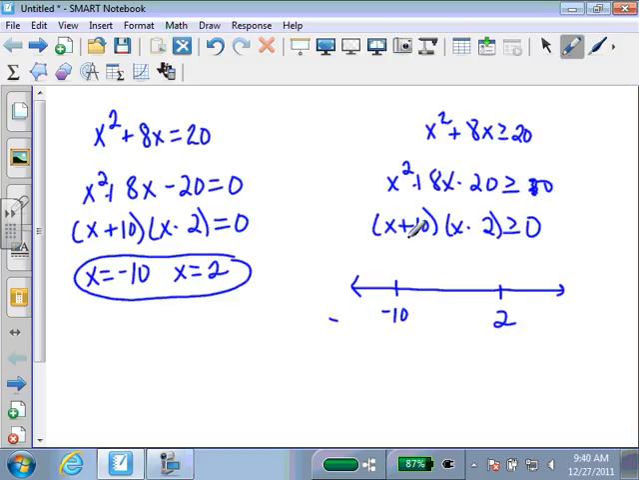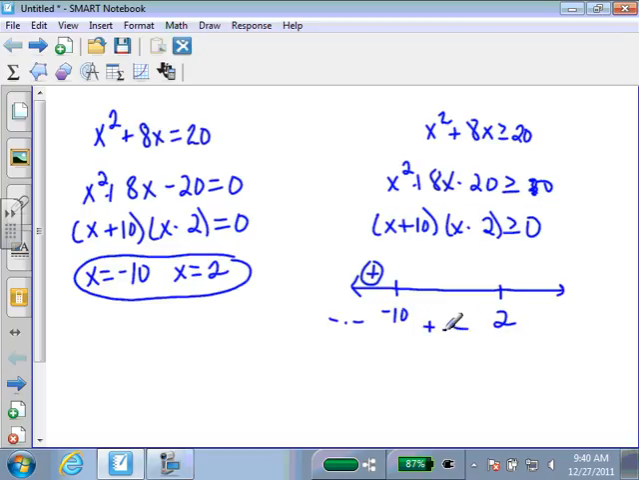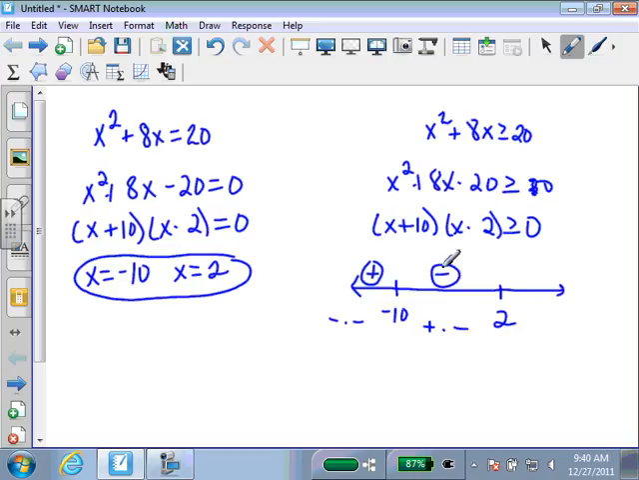That will make the first parenthesis negative and the second parenthesis negative. Negative times negative is positive. No matter what number I'd chosen out here, it would have created a positive answer. Choose a number in here. Whatever number you choose, it's going to make this one positive, this one negative. Positive times negative is negative.